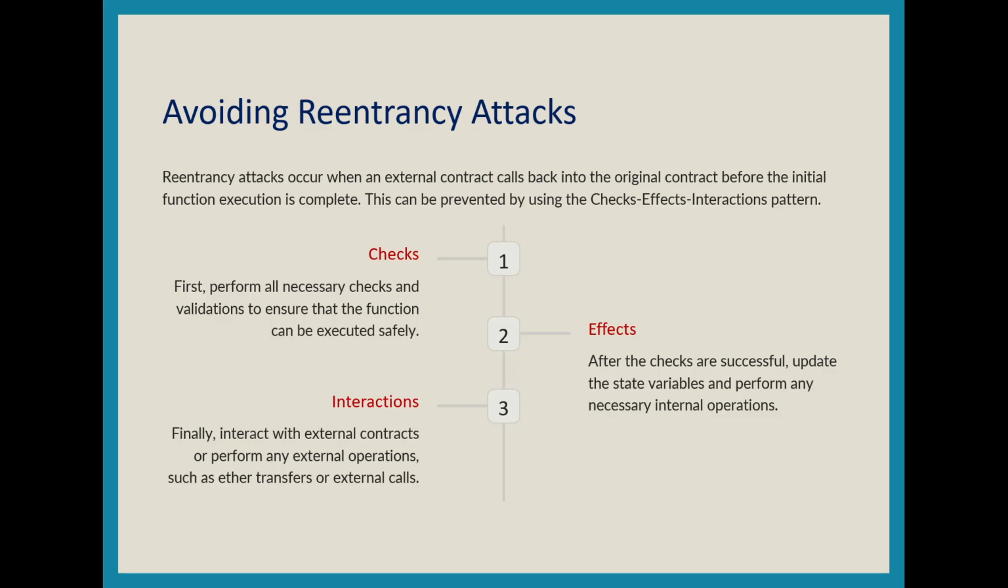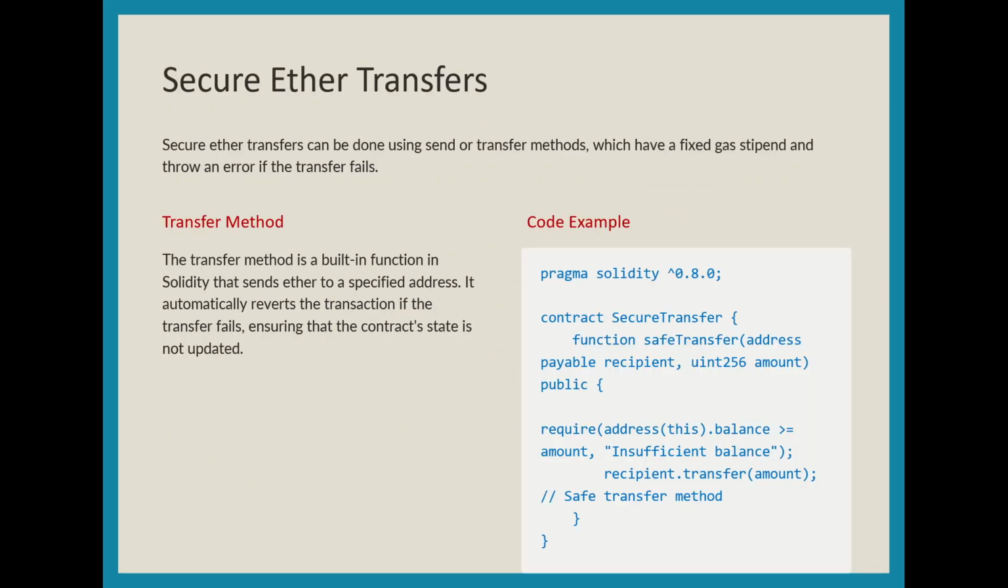Finally, interact with the external contracts or perform any external operations such as ether transfer or external calls. Okay, next, we'll talk about secure ether transfers. Secure ether transfers can be done using send or transfer methods, which have a fixed gas stipend and throw an error if the transfer fails, right?